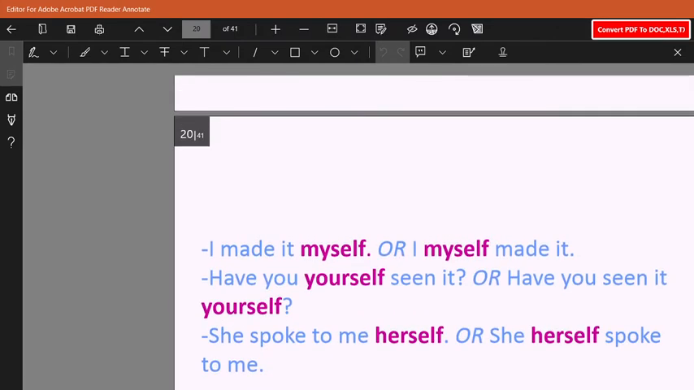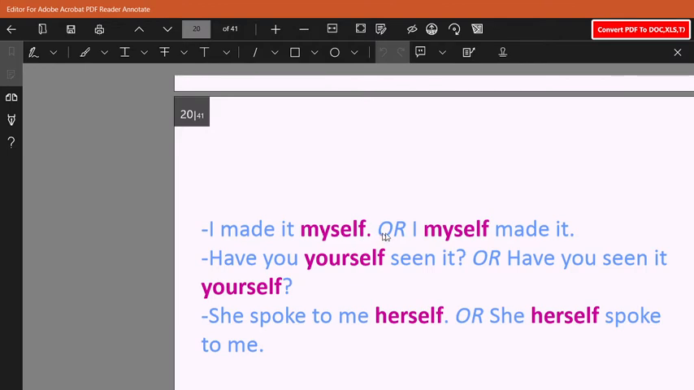Now see here, let me tell you one thing. I made it myself, or I myself made it. There is a difference in it. Have you yourself seen it, or have you seen it yourself? See, in the first case, this myself, which is qualifying the main pronoun I, is not juxtaposed. Here, we can call myself a reflexive one. But in the next sentence, myself, which is qualifying the main pronoun I, is sitting side by side. They are juxtaposed.